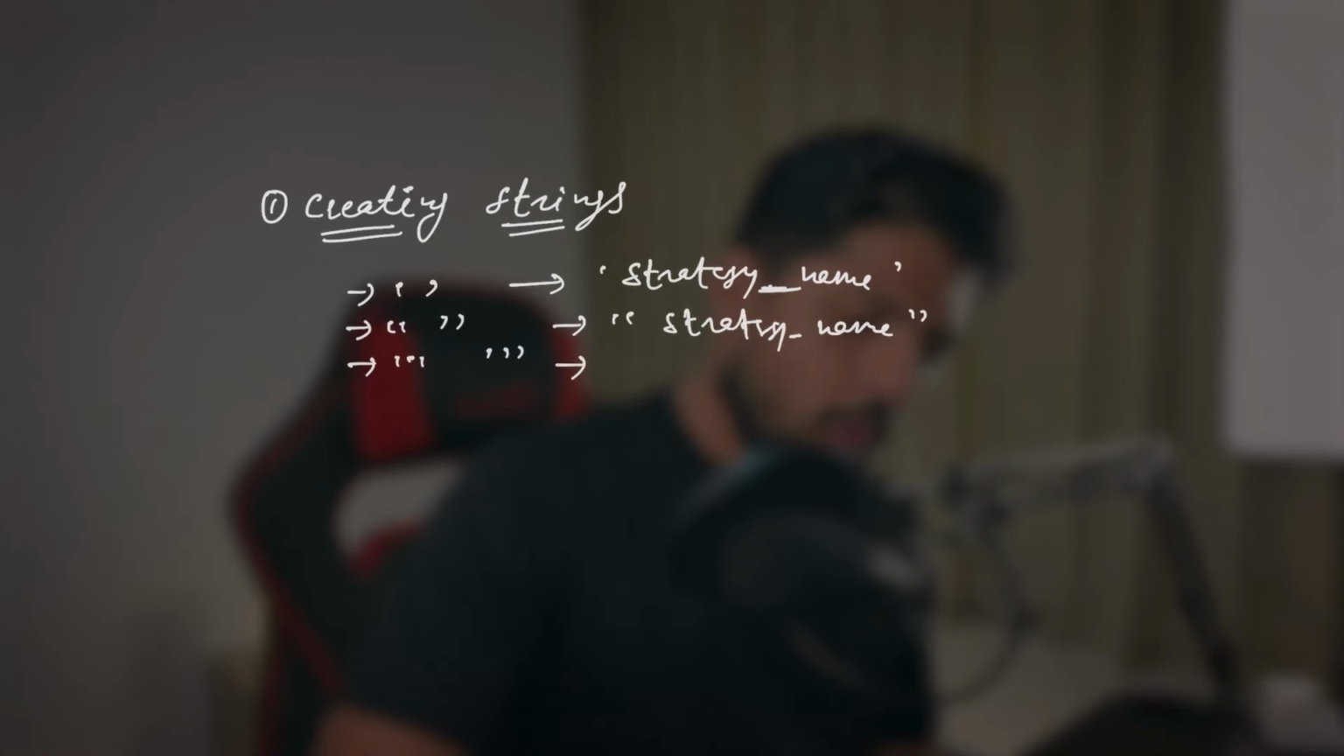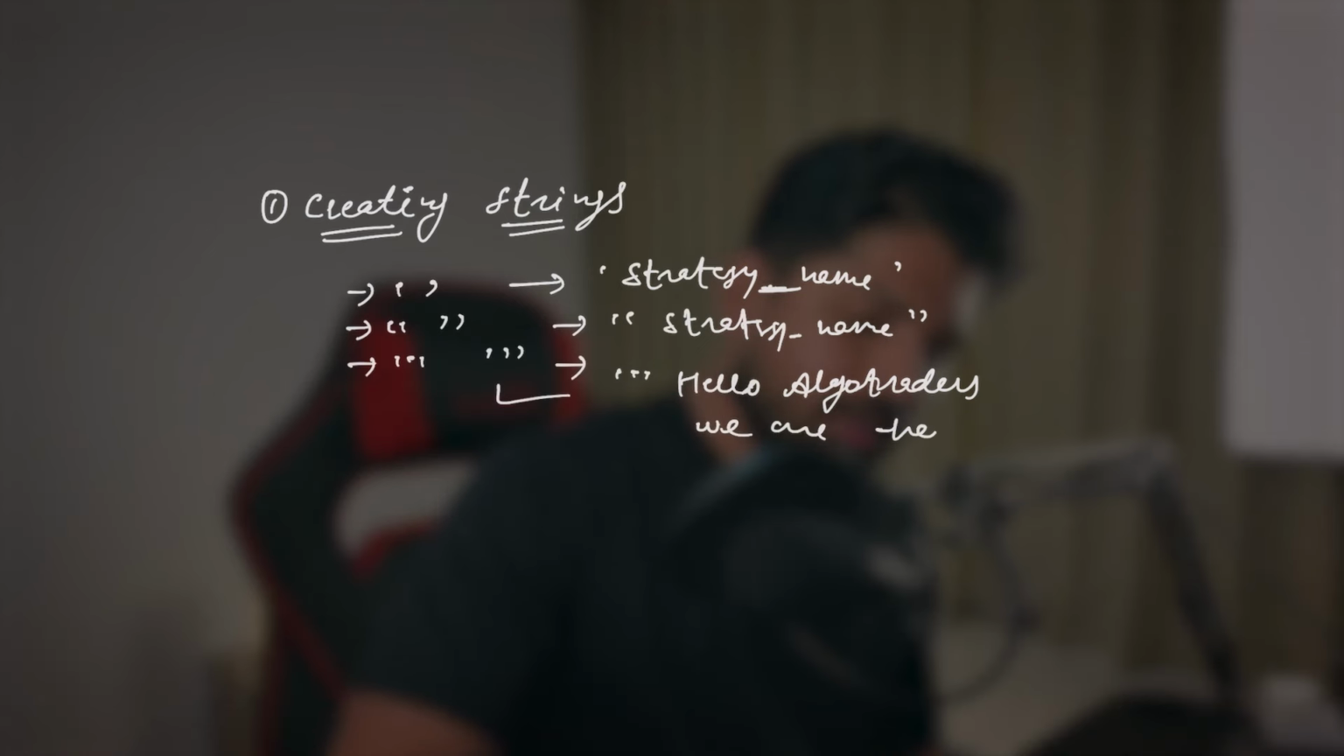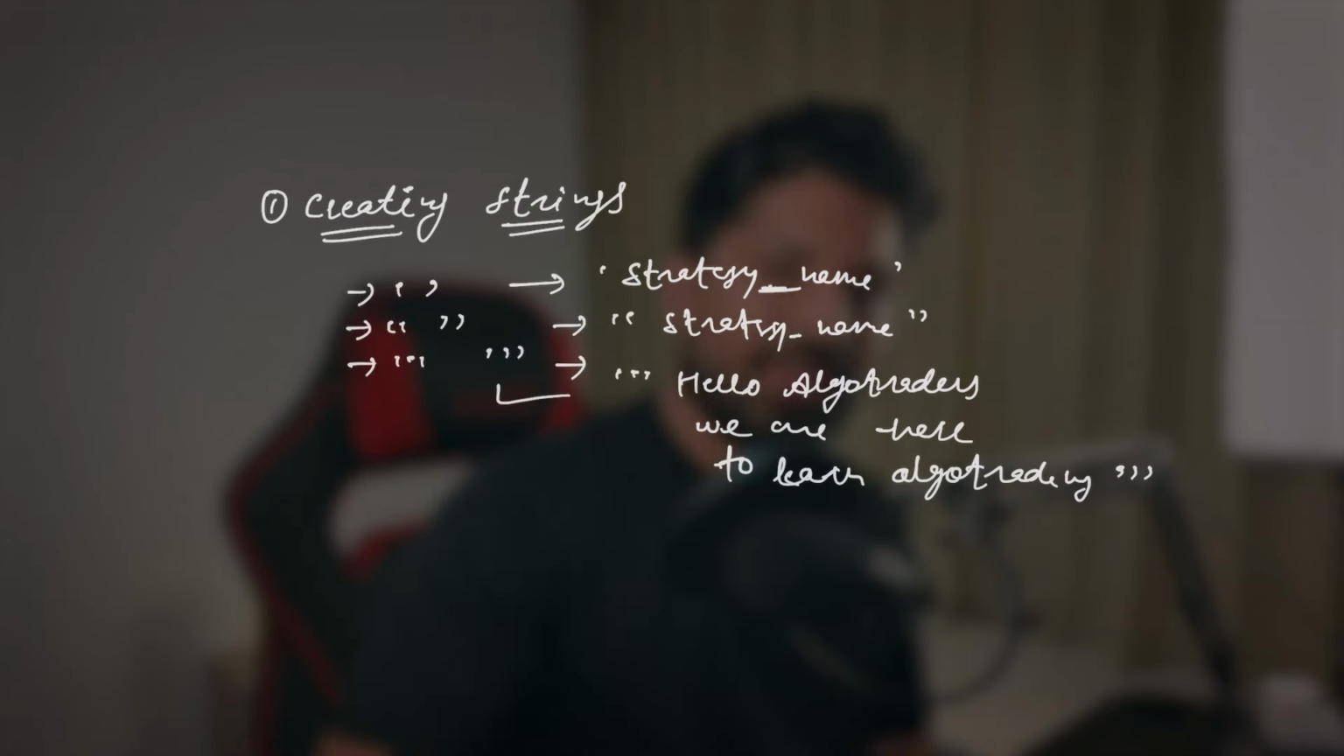And when we have multiple lines of strings, how can we write that? We will write something like, hello algo traders, we are here to learn algo trading, and then you close the triple quotes. So these are the various ways.